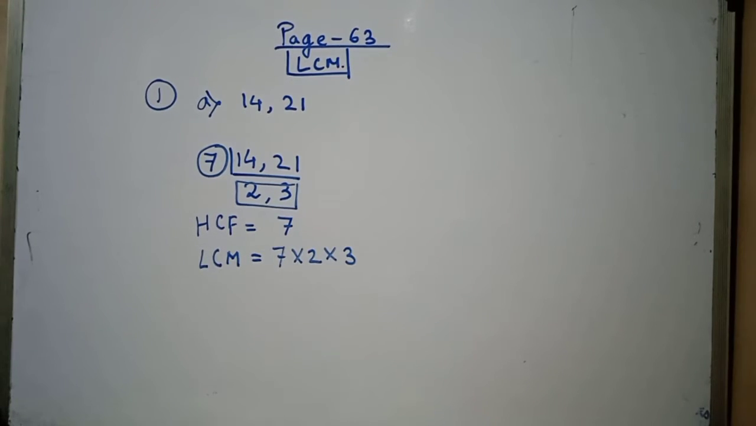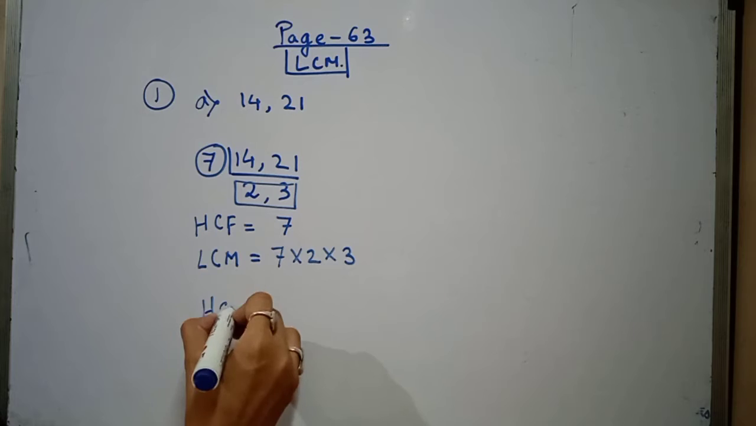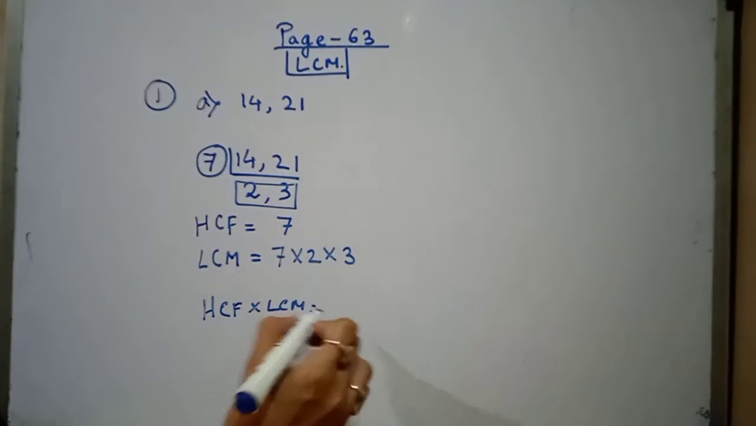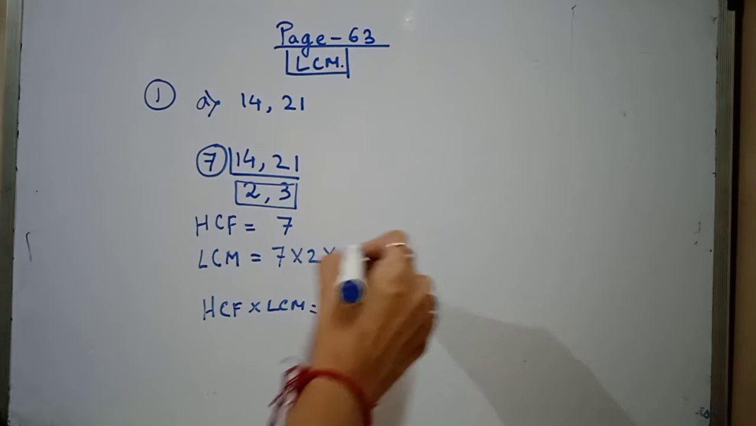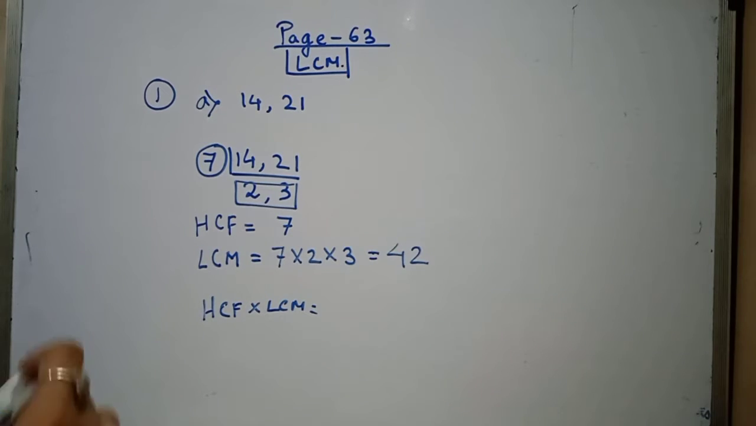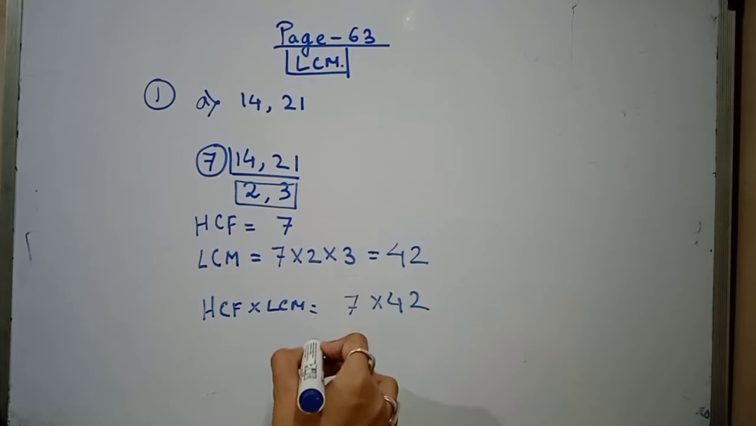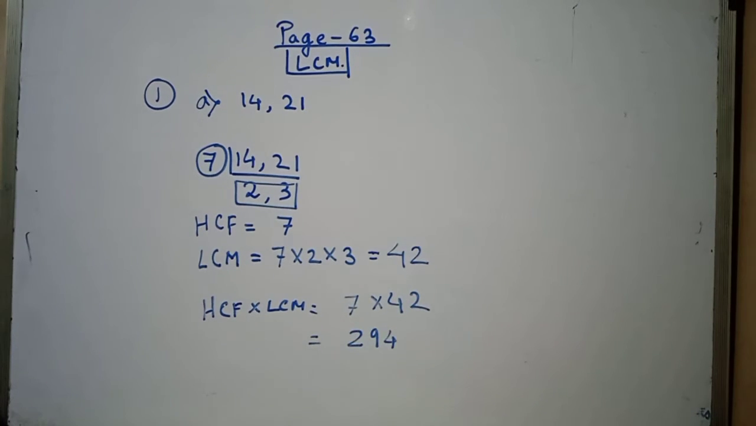So now the question is, we have to find the relation between HCF and LCM. So I have to find what will be the HCF into LCM. We know that 14 threes are 42, right? So HCF into LCM is 7 into 42, and my answer will be 294.